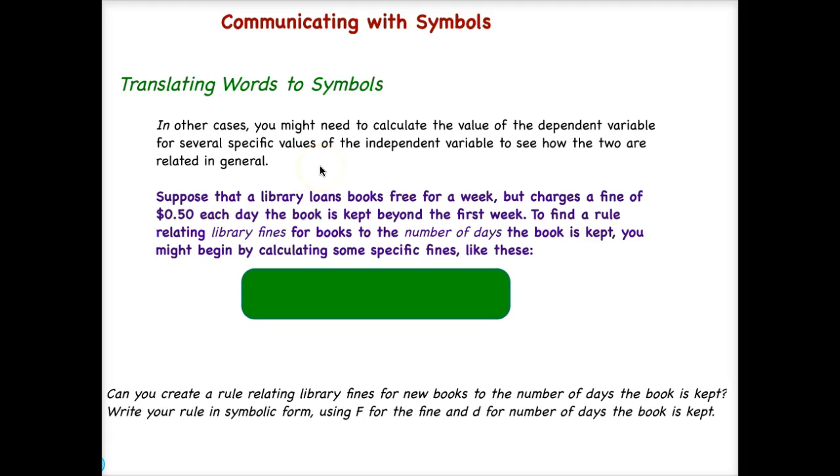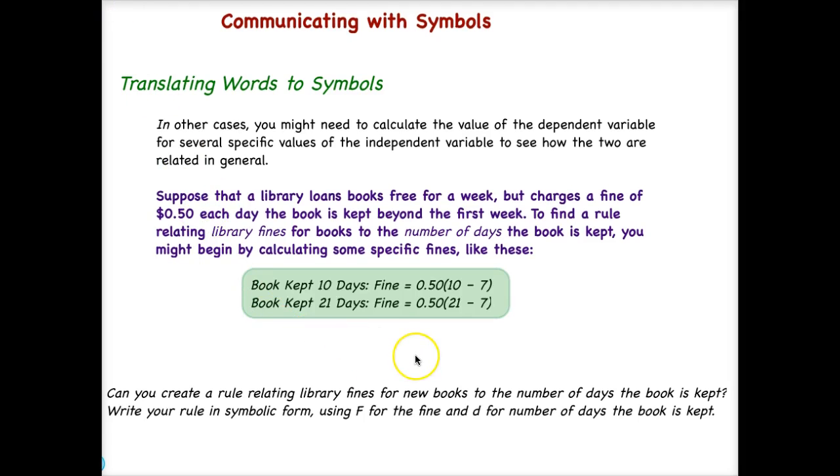So in other cases, you might need to calculate the value of the dependent variable for several specific values of the independent variable. In other words, make a few calculations on your own using the skills you have to see how the two are related. So let's try an example of what that looks like. Suppose that a library loans books free for a week, but then charges a fine of 50 cents each day the book is kept beyond the first week. To find a rule relating library fines for books to the number of days the book is kept, you might begin by calculating some specific fines. So how would you do that? Pause the video, think about how you might do that, and then come back.